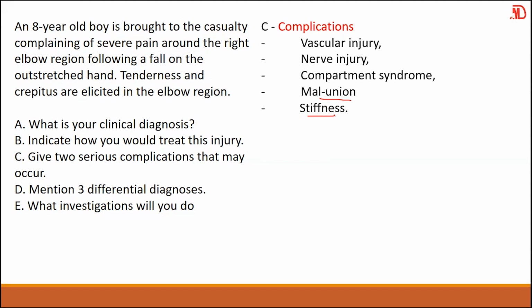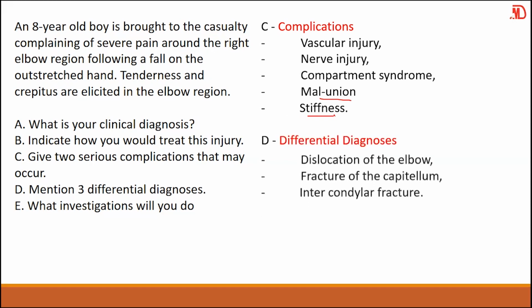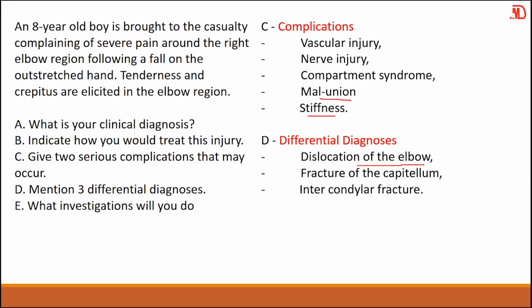So, what are our differentials? The differential diagnosis of a supracondylar fracture includes a dislocation of the elbow, a fracture of the capitulum, and we can talk about intercondylar fracture. So these are the possible differential diagnoses that you can look at for in a person suffering from supracondylar fracture. Then what are our investigations?